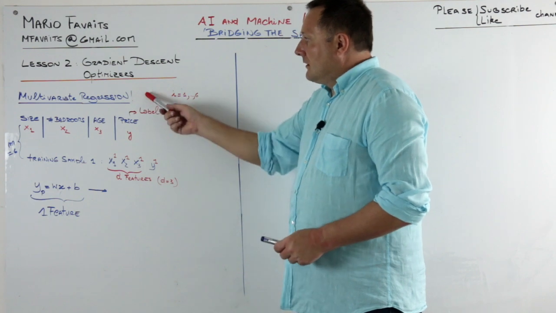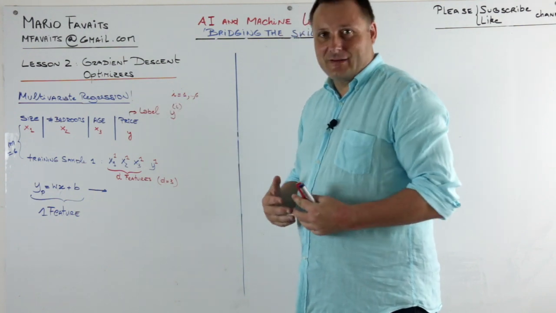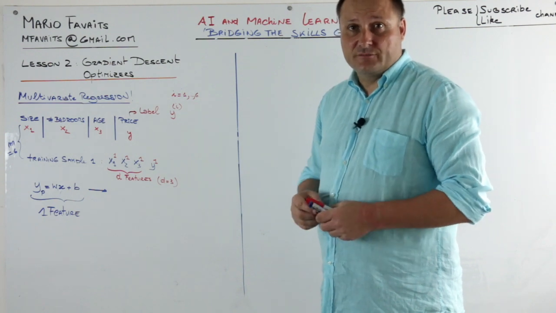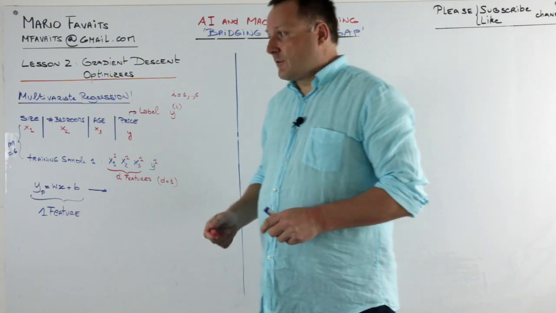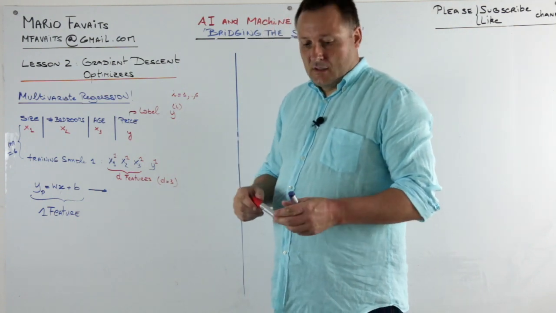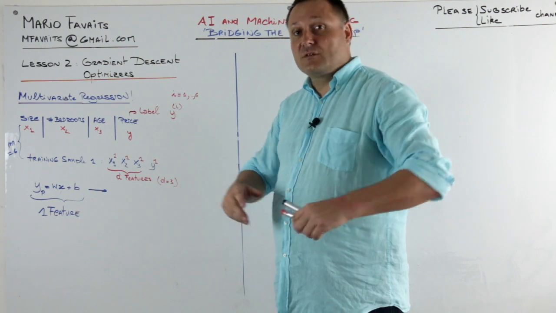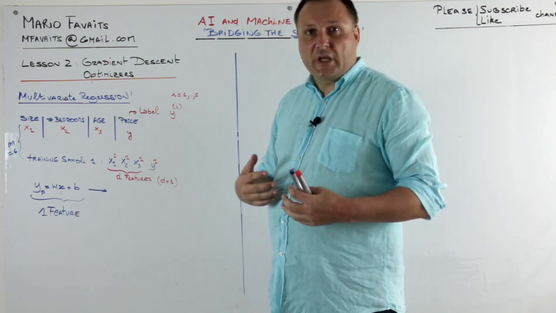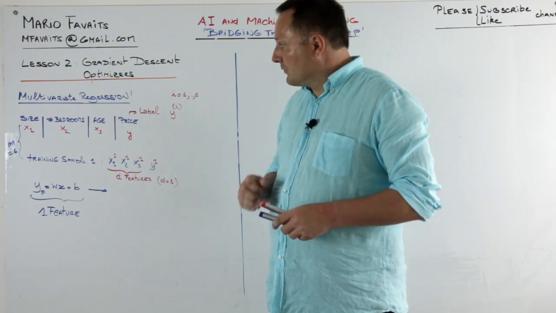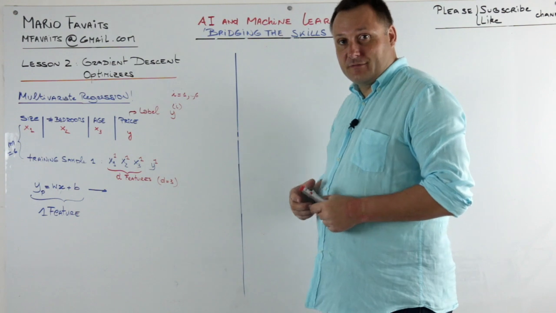Alright, multivariate regression. Up to now, we've basically dealt with only one feature: the size of the house versus the price. But machine learning has a lot of features, thousands of features. So we need a little bit of notation in order to represent a bigger set of features.